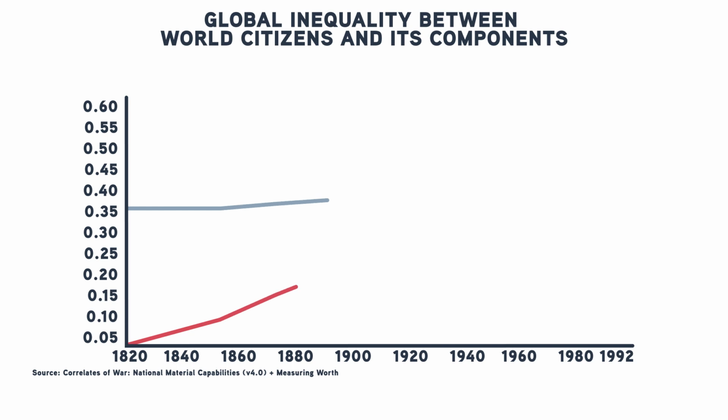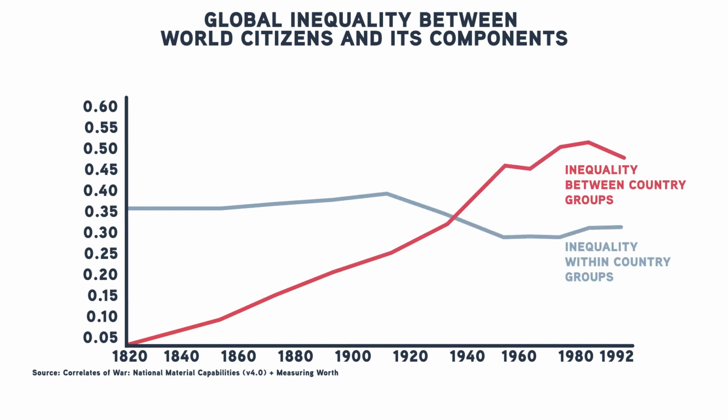Let's look at data detailing economic inequality. This chart shows 2 types of inequality over the past 2 centuries. The first is inequality between country groups, represented by this red line. Country groups constitute different regions of the world. Some regions, as we have previously learned, became richer through industrialization and imperialism in the long 19th century. Others became poorer. We can see that difference by looking at the red line.